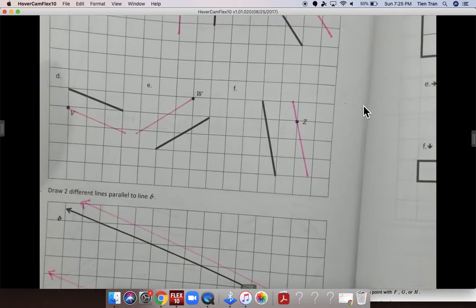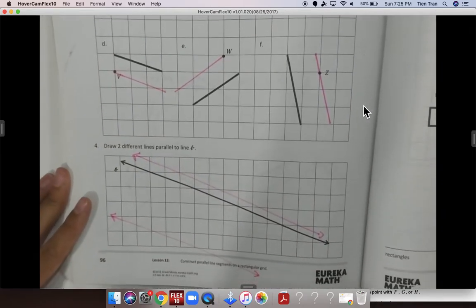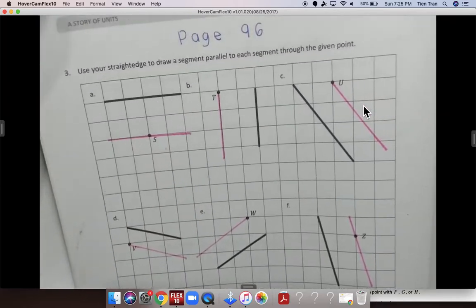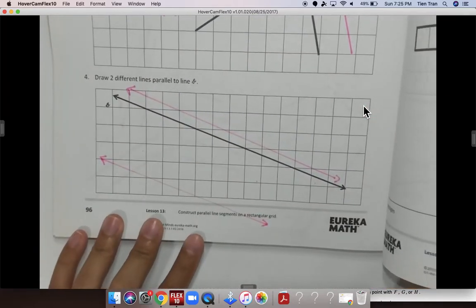Whoa, you guys cannot see that. Let me move my camera a little bit higher. Okay.